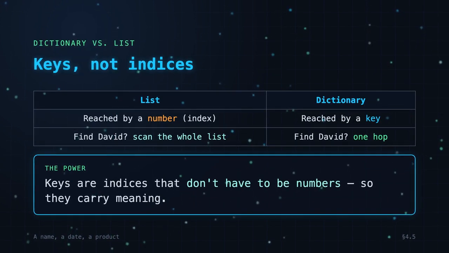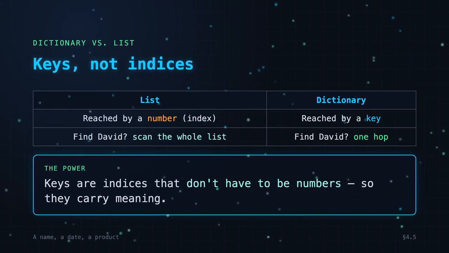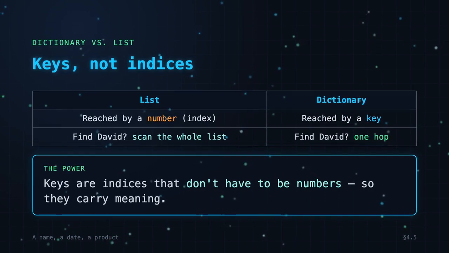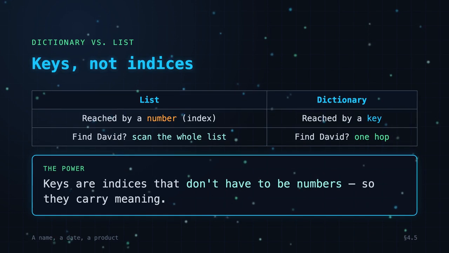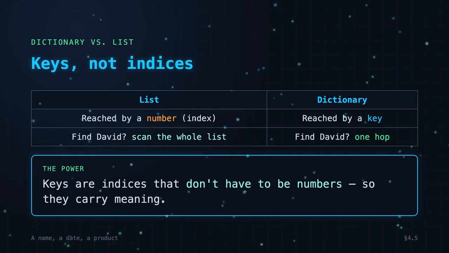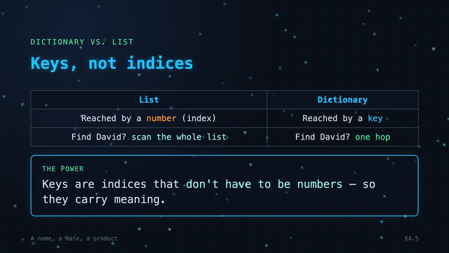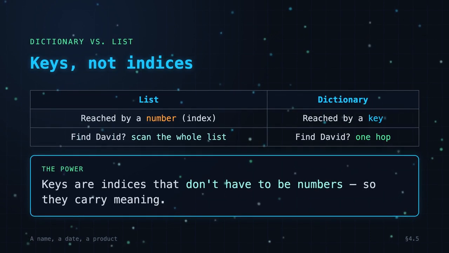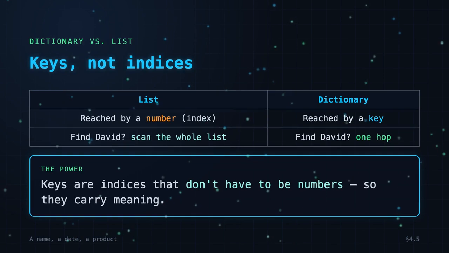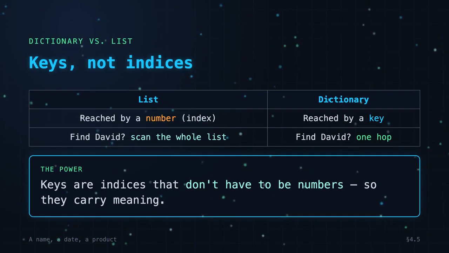If you stored students in a list and wanted David's grades, you'd have to walk the whole list hunting for David. With a dictionary, David is the key, and his grades pop straight out. Keys are like indices that don't have to be numbers. That means they can carry real meaning, a name, a date, a product.